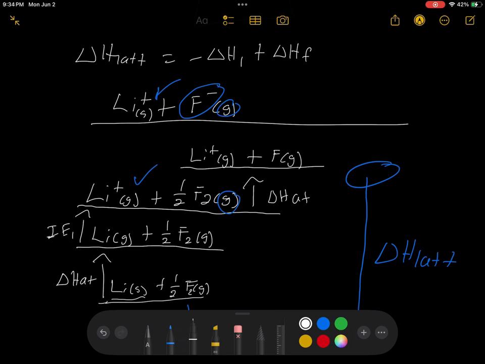So now, our last step: how do we get fluorine to go from no charge to a -1? It needs to gain an electron, right? Well, what do we call that? Electron affinity. Am I right?